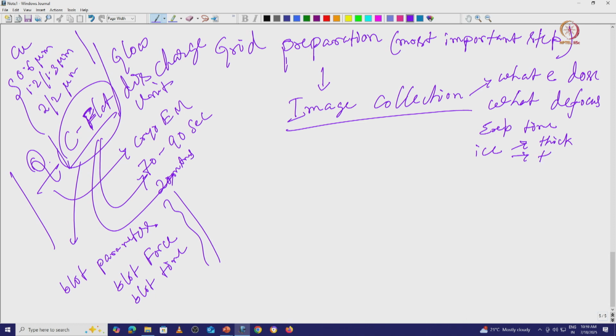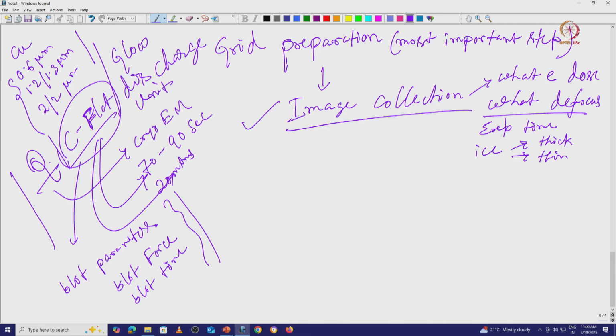thick or thin or moderate ice? We have to adjust the eucentric height so it can calculate the defocus value properly, and we have to do the perfect alignment so that we reduce the aberration as much as possible. There should not be any astigmatism, there should not be any coma. All the electron beam should be parallel before imaging, and then we are going to record. So image collection is the next important part.